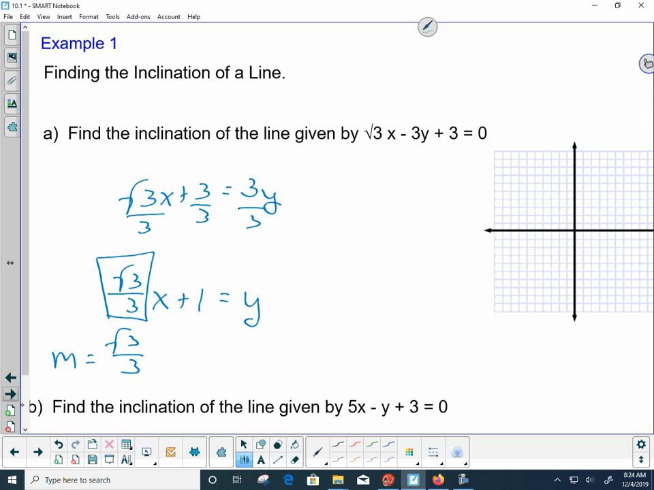Was that x outside of the square root the whole time? Yes.